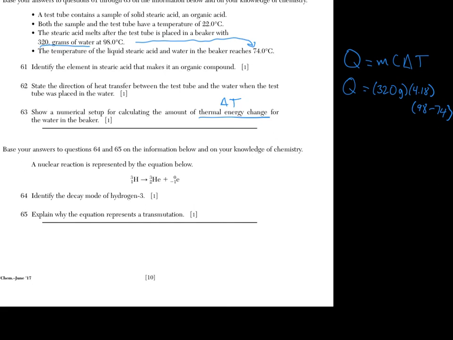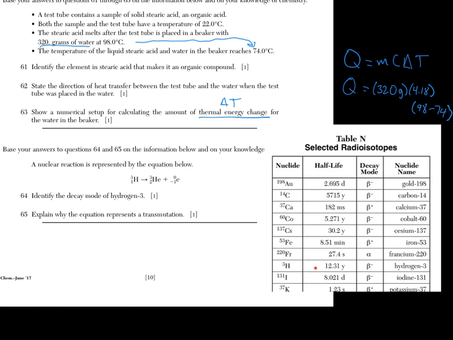Numbers 64 and 65 are given below. Here we have a nuclear reaction. We have to identify the decay mode of hydrogen 3. So this means we need to pull out the reference table. All right, so hydrogen 3 on table N has a decay mode of a beta particle. So you could say beta or write the symbol for beta. Okay. Number 65, explain why the equation represents a transmutation. By definition, transmutation involves one element changing to another. So that would be your answer in straight, simple terms. The simpler you write, the better.